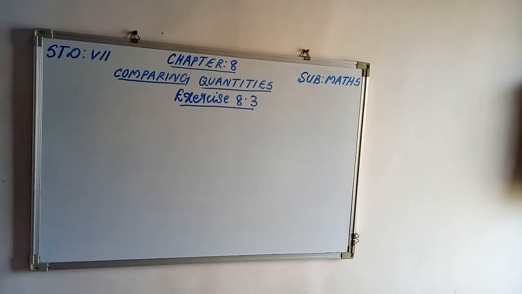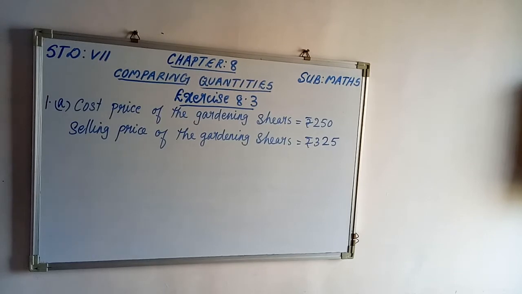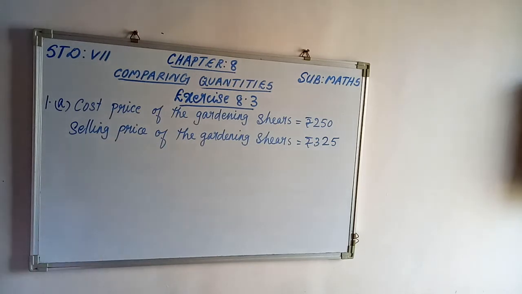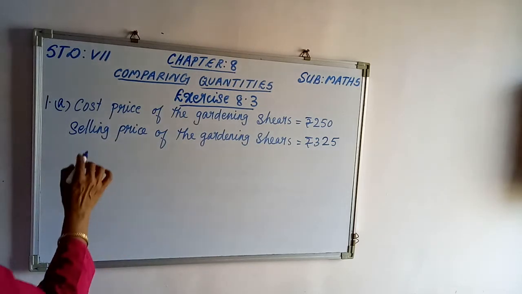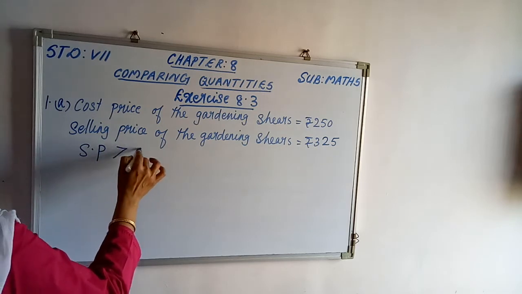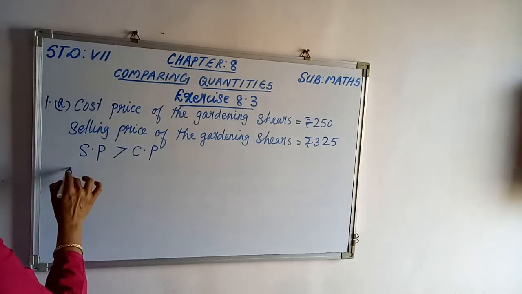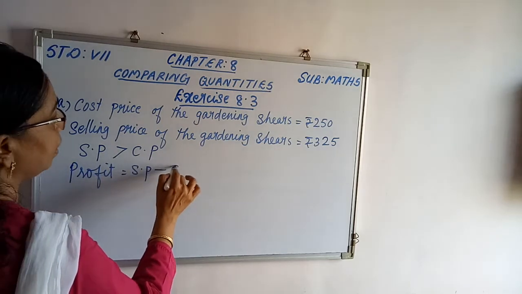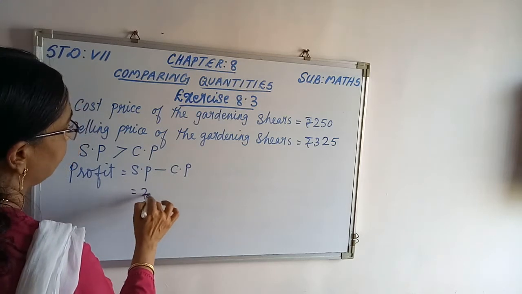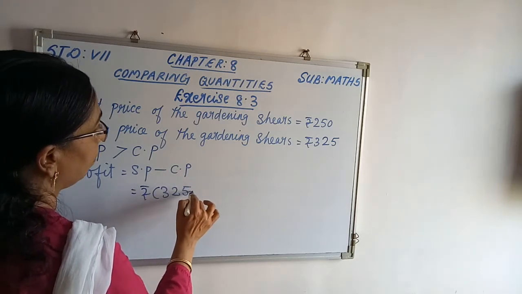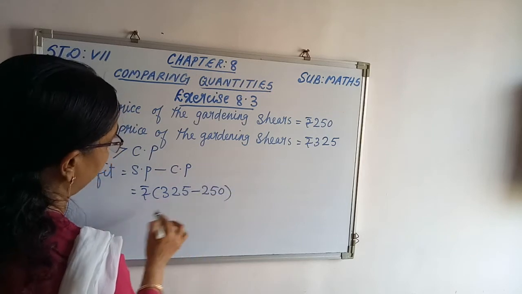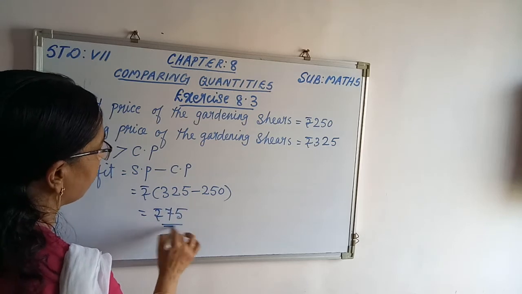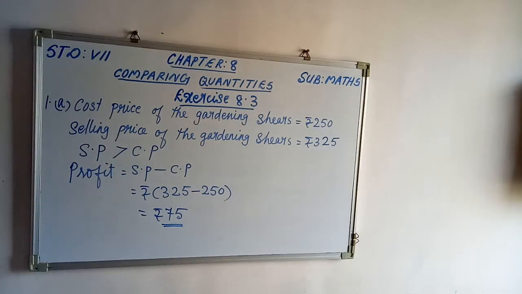We can see it. Cost price of the gardening shears rupees 250. Selling price of the gardening shears rupees 325. So here selling price is greater than cost price. So there will be profit. Profit is equal to selling price minus cost price. That's equal to rupees 325 minus 250. That's equal to rupees 75. So rupees 75 is the profit.